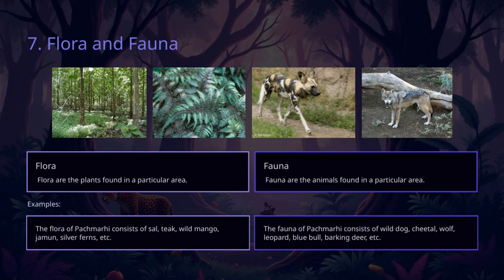On the other hand, fauna are the animals that inhabit the same area. In Pachmarhi, the fauna includes animals like wild dogs, cheetahs, wolves, leopards, blue bulls, and barking deer. Understanding the flora and fauna helps us appreciate the rich biodiversity of places like Pachmarhi and highlights the importance of protecting these natural habitats. It's a reminder of how interconnected everything is in nature.